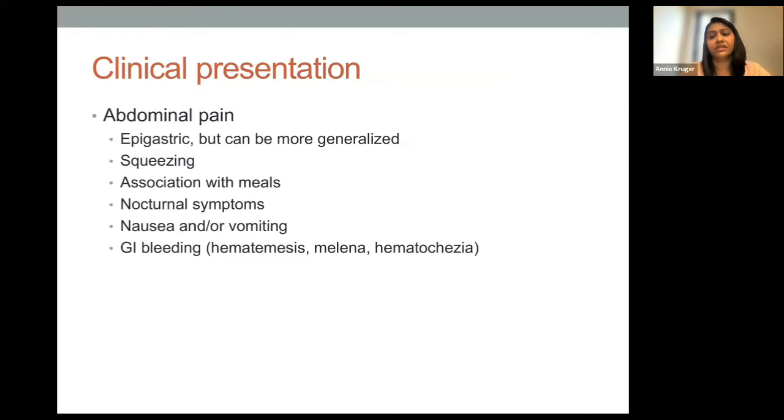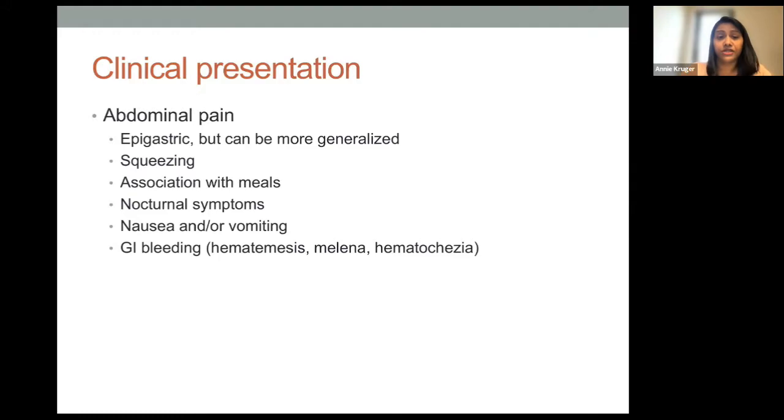But typically, things that are happening in the stomach and duodenum will present as epigastric pain, but not always. And that's why I say that it can be more generalized. Often the pain is squeezing in nature. People may say stabbing, but it's really more of a squeezing, twisting pain. That's one of the things I include in my H&P, the quality of that pain. And so if they describe it as squeezing, it's more likely to be a peptic ulcer type of situation.